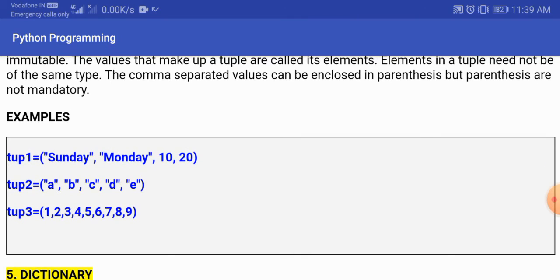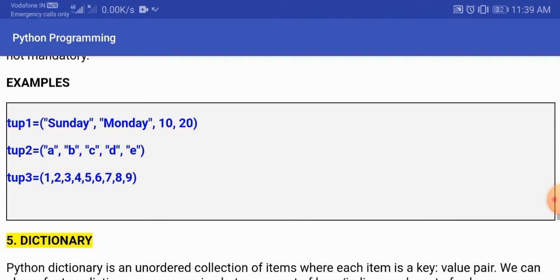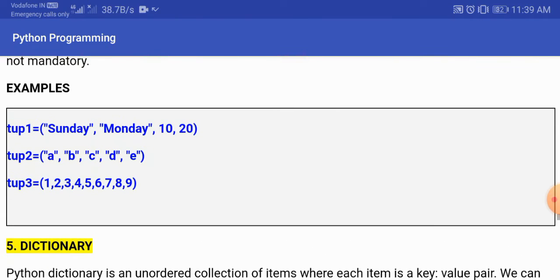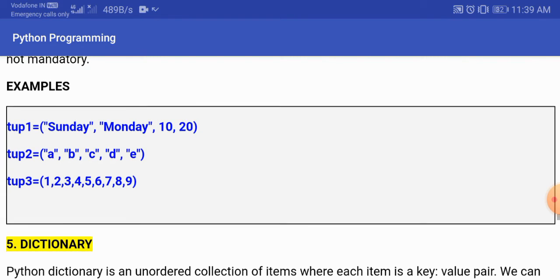Now tuple 1 is equal to Sunday, Monday, 10, 20. Tuple 2 is equal to A, B, C, D, E. And then 1, 2, 3, 4, all these values are given. So tuple 1, tuple 2, tuple 3 are data objects, and they are storing tuple values, and that tuple is clearly visible with the help of the parentheses. So for the list we have square brackets, for the tuples we have parentheses.